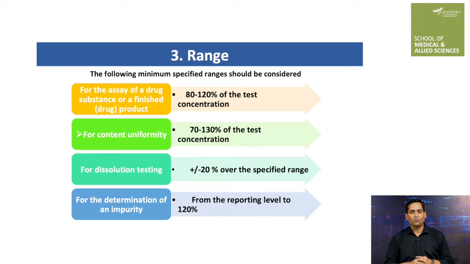Range specification for content uniformity must be 70% to 130% of the test concentration. Range specification for dissolution testing should be plus or minus 20% over the specified range, and range specification for the determination of an impurity must be up to 120% from the reporting level of the impurity. These range specifications are framed considering the acceptance limit of the results associated with the particular types of analysis.